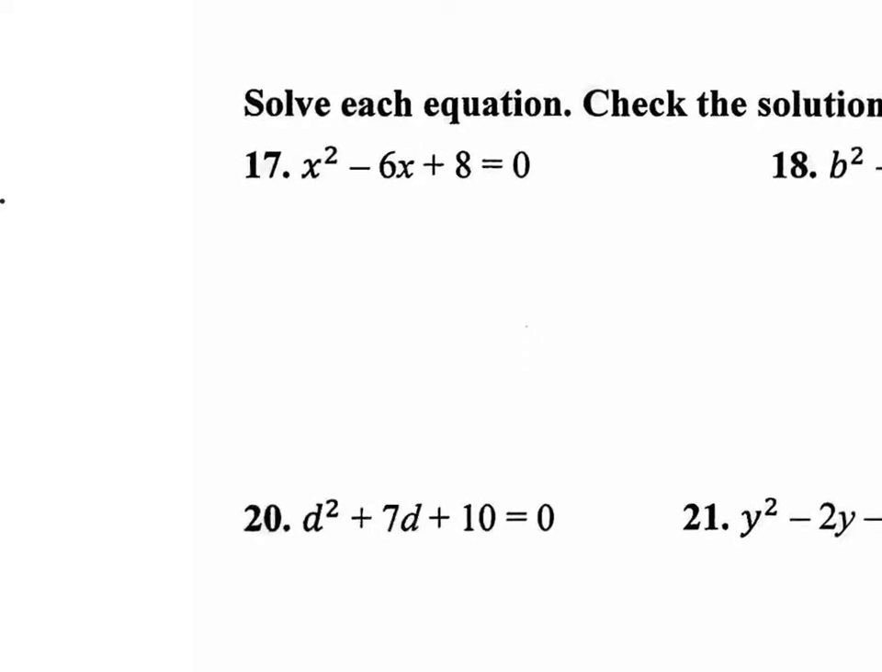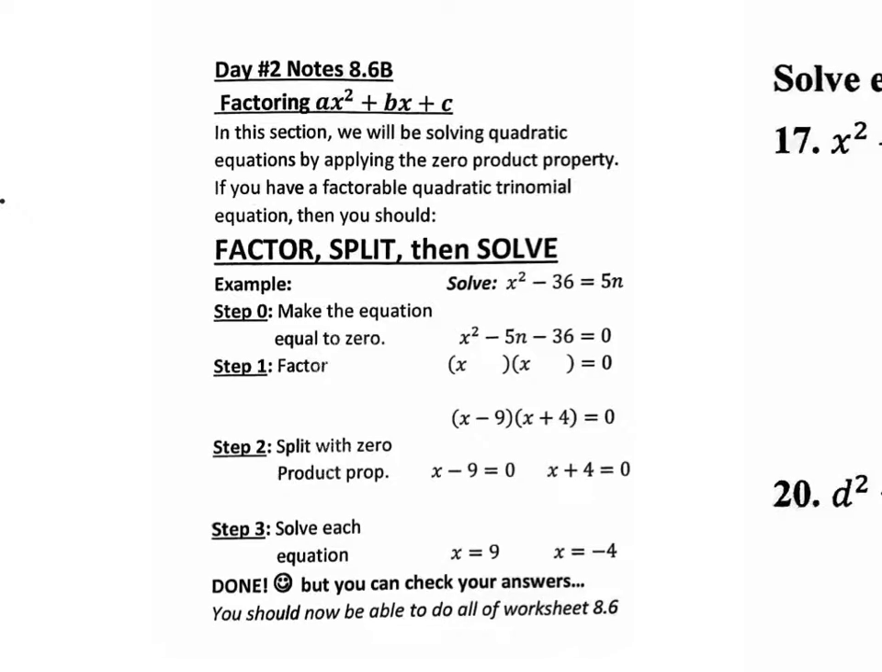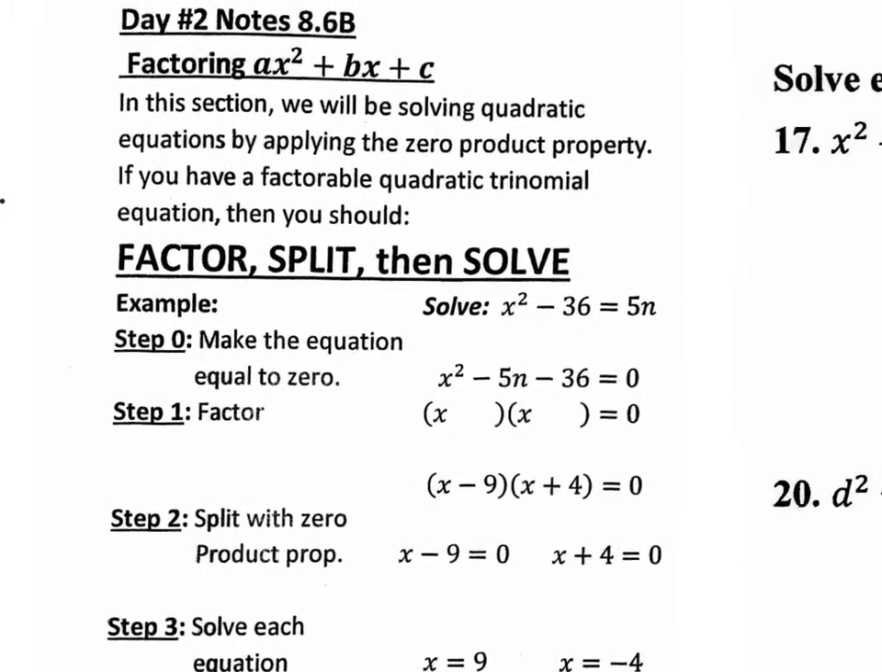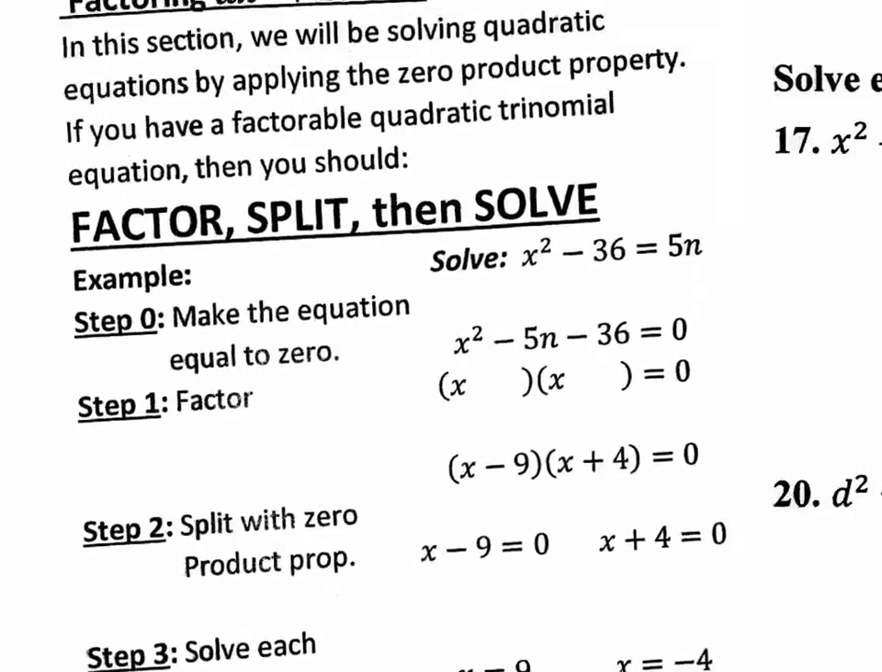And in order to do that, we have these tiny notes that we made for today. In this section, we'll be solving quadratic equations by applying the zero product property. If you have a factorable quadratic trinomial equation, then you should factor, split, solve. Okay? Factor, split, solve. If you have a factorable quadratic trinomial equation, you should factor it, split it, and solve it. And I give you an example right here.